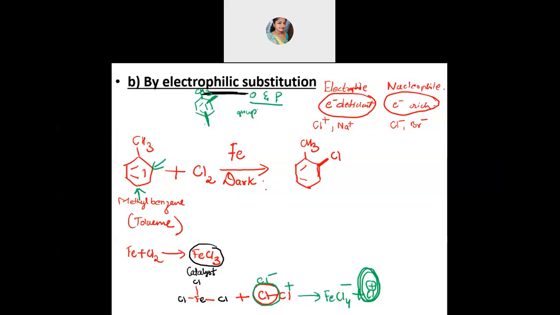If you want, you can go back to those videos and search. You'll be able to find them. There I've explained the mechanism exactly. So it goes in a similar fashion. It goes in 3 steps.